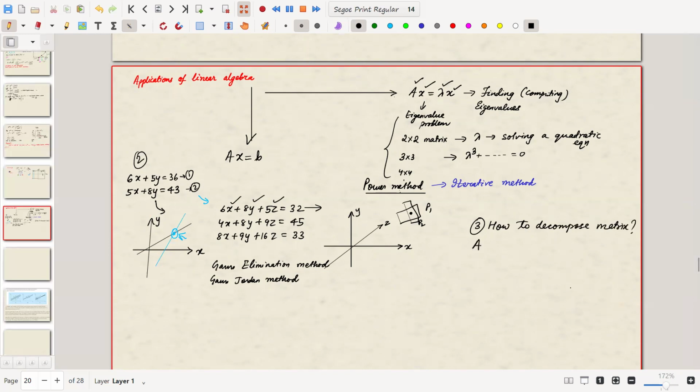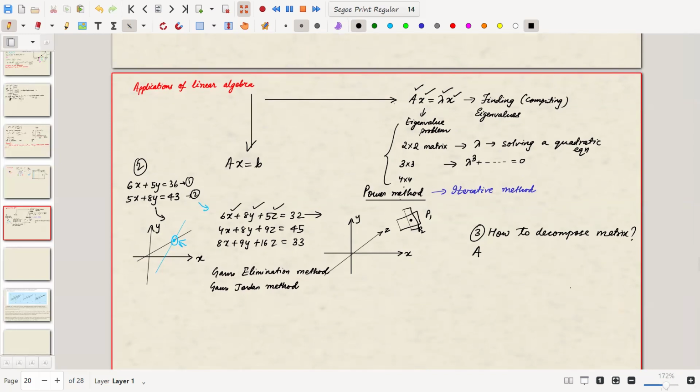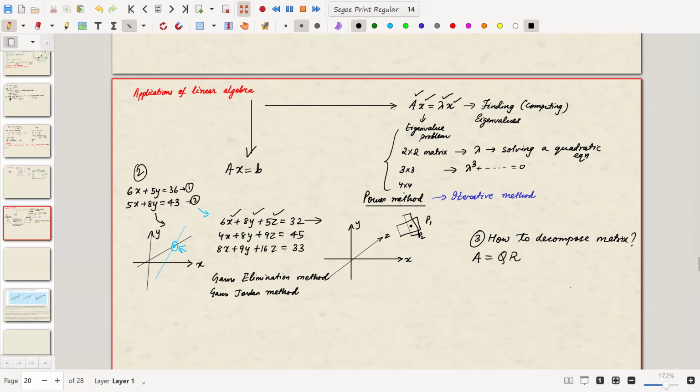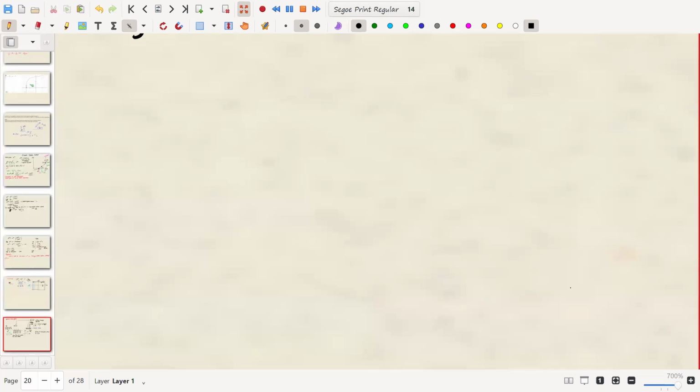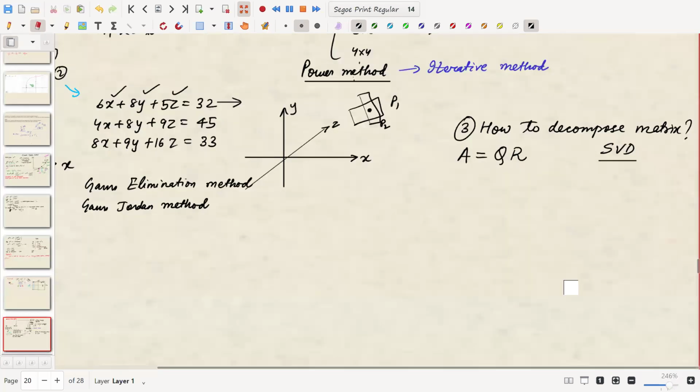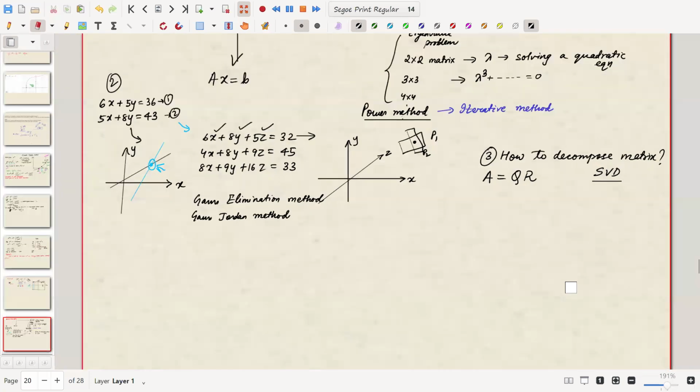A matrix A, if it can be decomposed into say QR, that is a QR factorization method. And similarly, in my bridge course, I told you about SVD. These are known as decomposing matrices. So how can decomposing matrices help you in your simulations and computations? Sometimes matrix A is difficult to analyze. Therefore, if you split it into Q and R, then it gets easier. That's the idea.